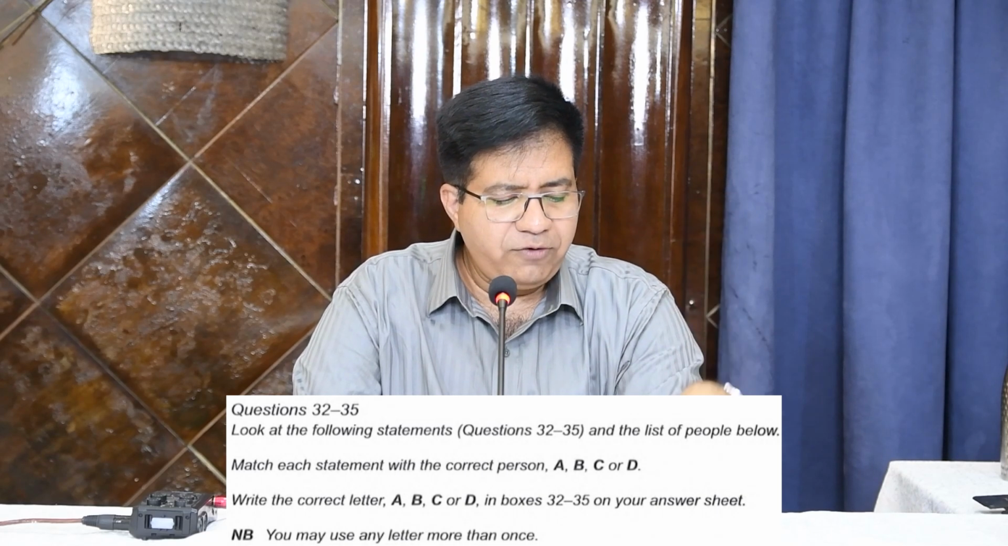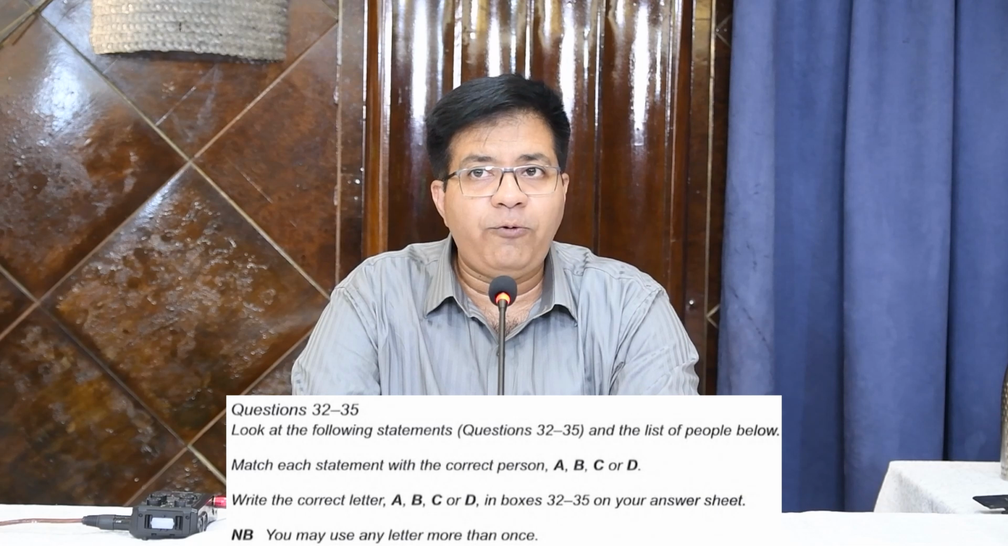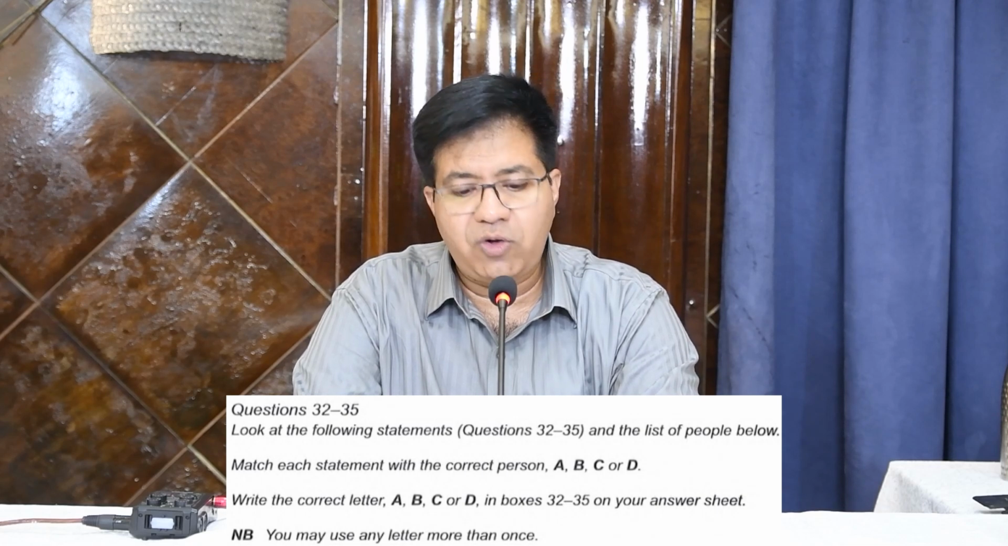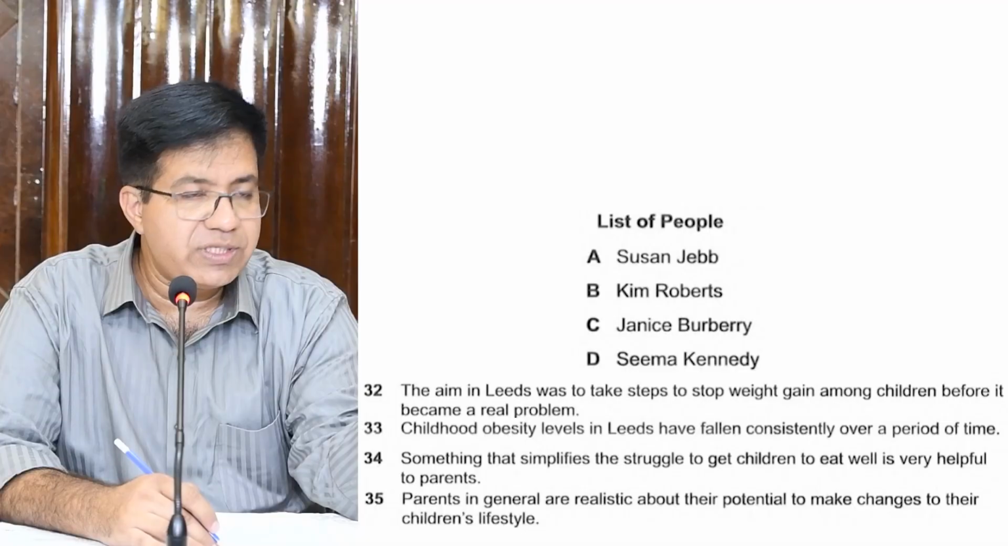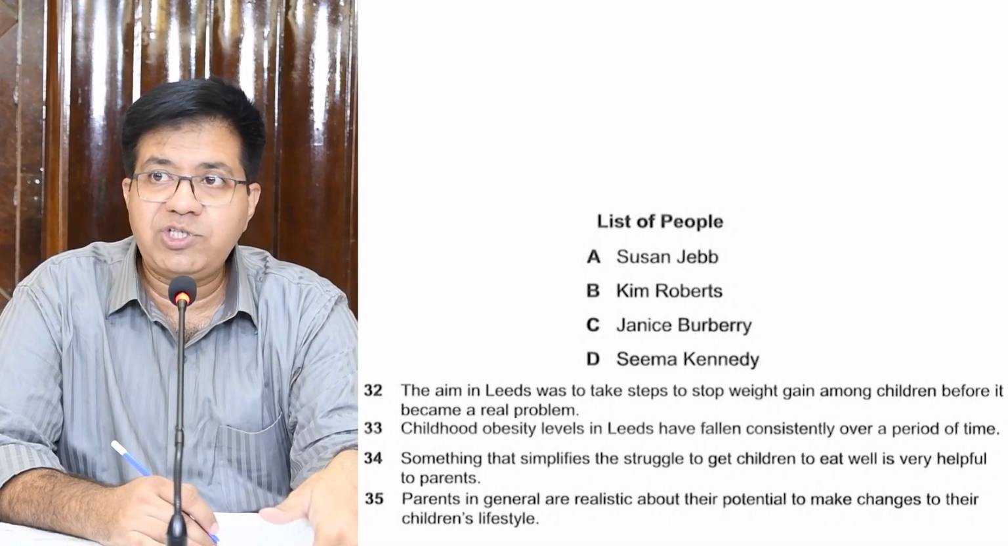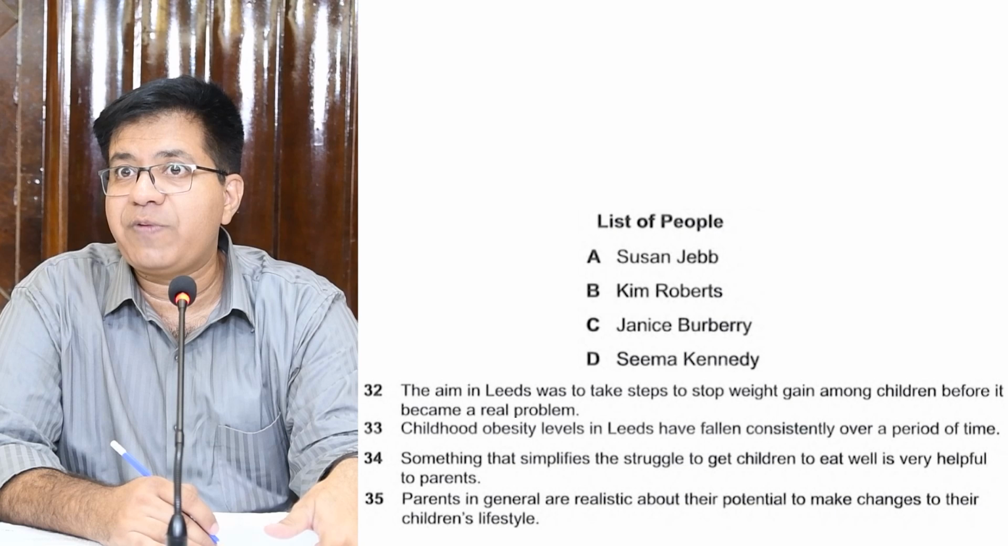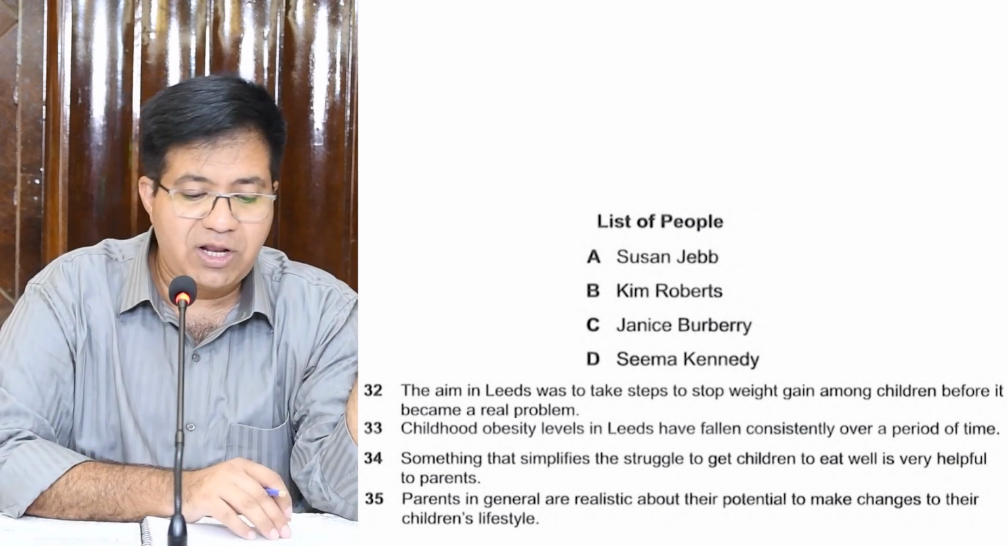Okay. We've got 4 questions and 4 scientists or researchers or 4 people. Remember one thing, it is possible that each person has got one statement, and it is also possible that one person may have 2 statements. In that case, one person will have no statement also. Right? You may use one letter twice. For example, Susan Jebb may have 2 statements as well. So in that case, one person is going to be empty.